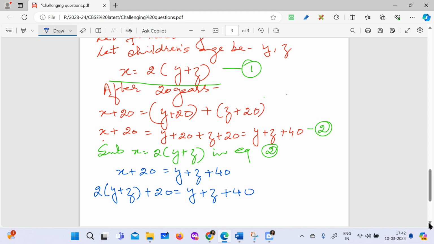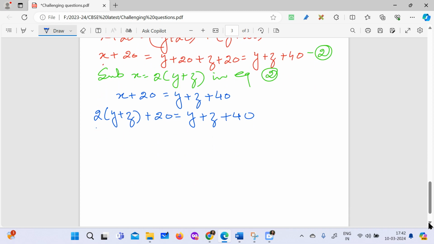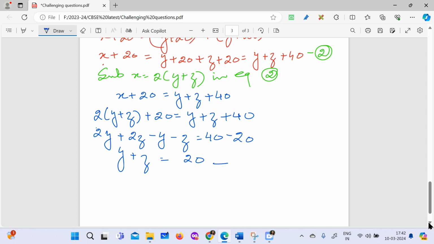So what I can do now is open the brackets: 2y plus 2z, and I bring the other variables here, minus y minus z, bring this 20 to this side, equals 40 minus 20. 2y minus y is y, 2z minus z is z, equals 20. So I think this is clear to everyone. So the sum of the ages of children is 20. Let me mark this as 3.